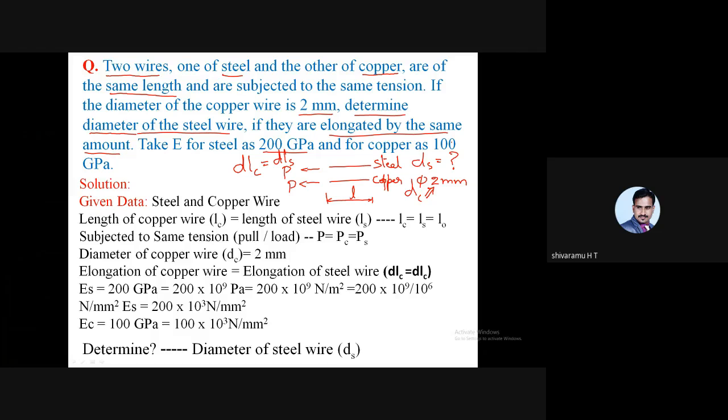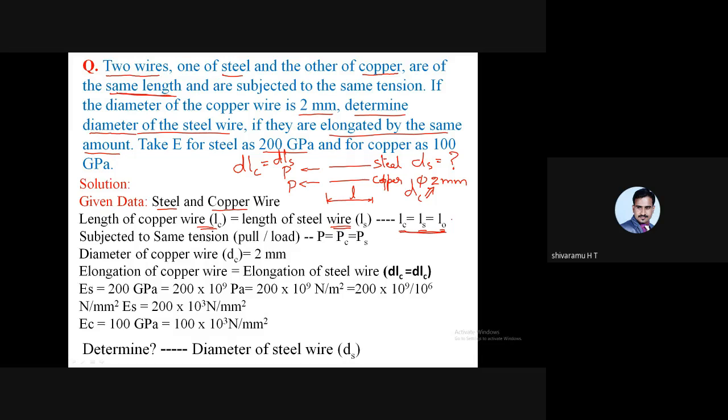So the given data are: two wires, one made with the steel material and another made with the copper material. The question states they are of the same length. So the length of the copper wire and the length of the steel wire are equal. We can take LC as the length of the copper wire and LS as the length of the steel wire, and these two are equal, so we consider L0.